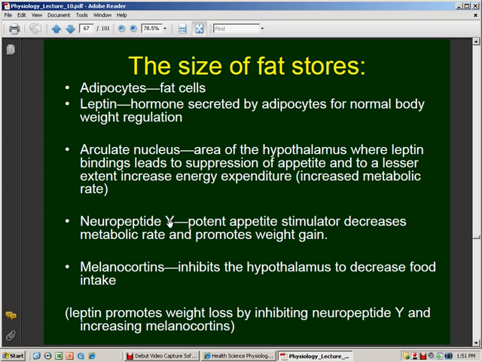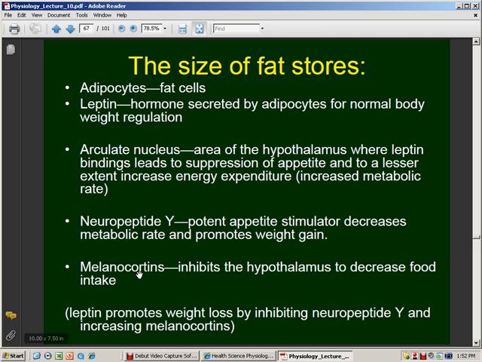What's that going to do to your weight gain? If you're turning down your metabolism, it's going to promote gaining weight. And this also makes you want to eat. What's that going to do to your weight? Make you gain weight. So leptin makes you lose weight and feel satisfied, whereas neuropeptide Y makes you hungry, makes you gain weight, and turns down your metabolism.